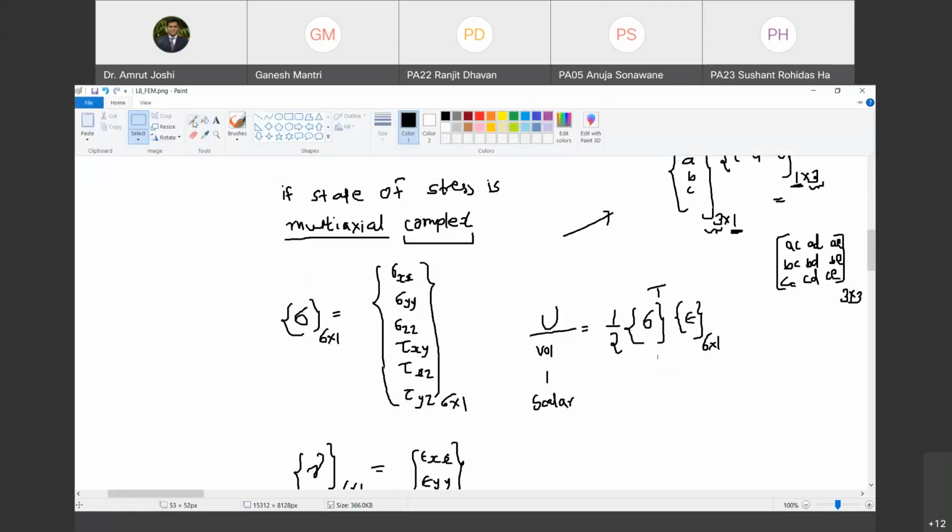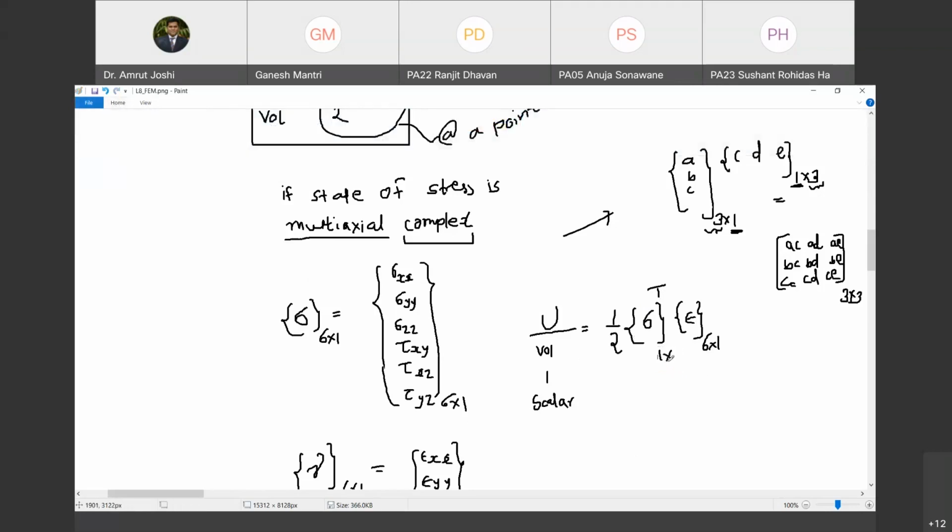The moment I say this is 1 cross 6, number of columns of first matrix start matching with number of rows of second matrix. And the resulting product is going to be of this size, which is 1 cross 1. That means it is a scalar number. So if I write it in this fashion, at least mathematically it sounds okay. I get a scalar number and multiplication is possible. Now let us see physically if it is okay.